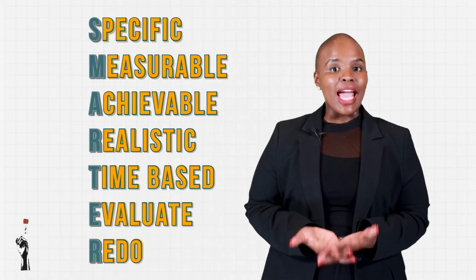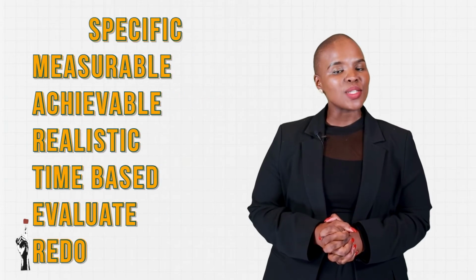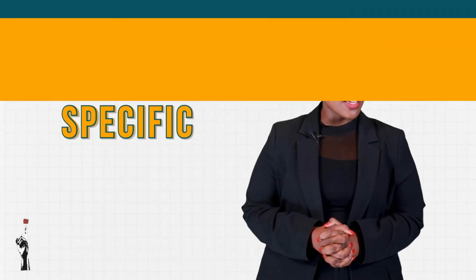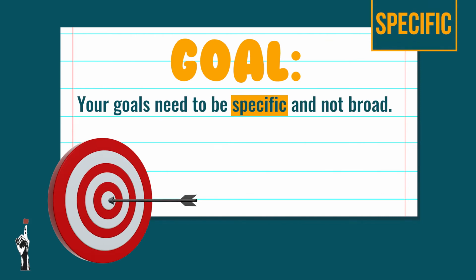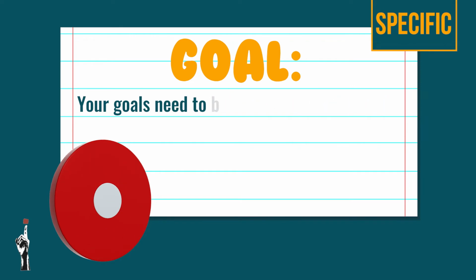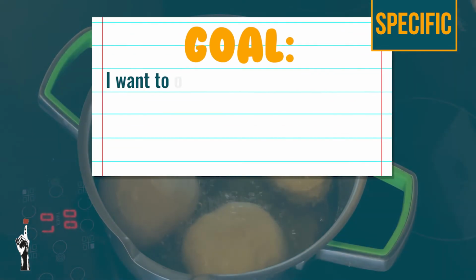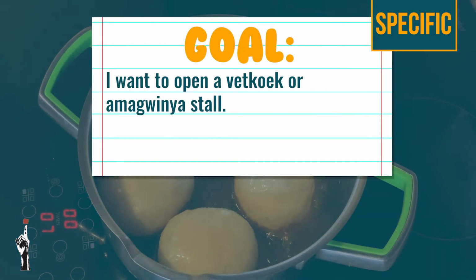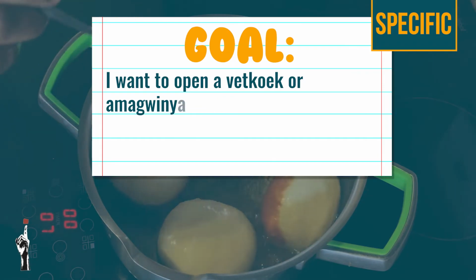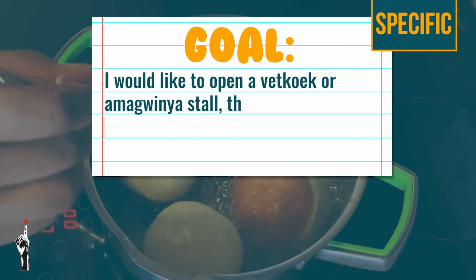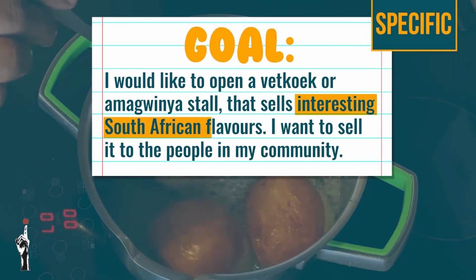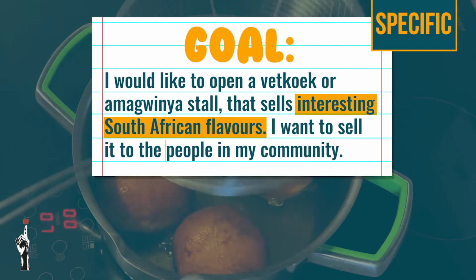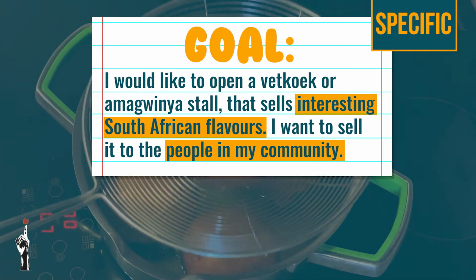Let's unpack the acronym and start with the first one, which is specific. The goals you set must be specific and not broad. For example, the following goal is not specific: I want to open a Vetkoek Amagwinya stall. A specific goal would be, I would like to open a Vetkoek Amagwinya stall that sells interesting South African flavors, and I want to sell it to the people in my community.